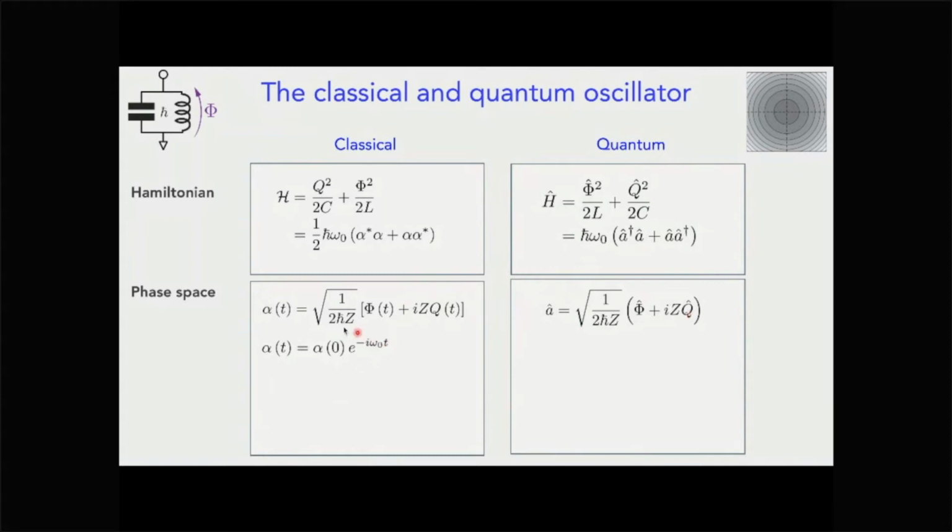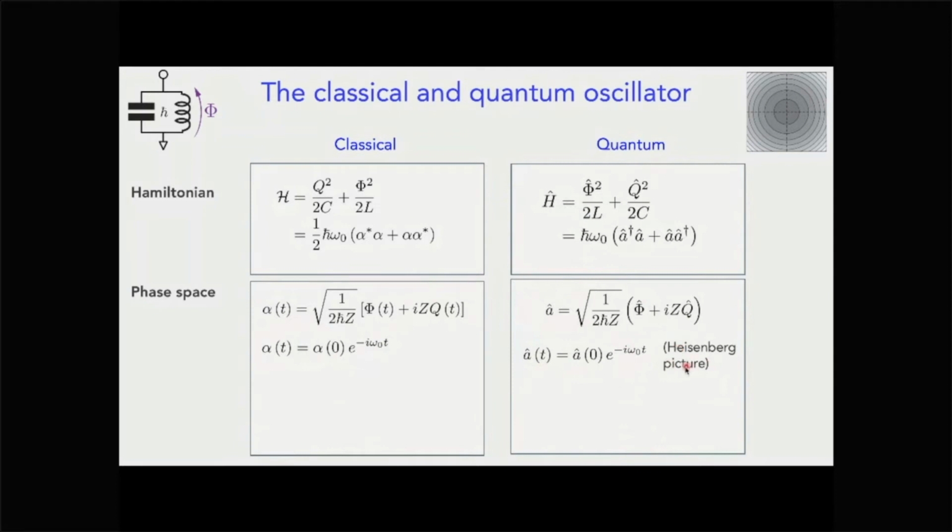way by saying in the classical world, the time evolution of alpha of t is just the initial condition times e to the minus i omega naught t, where omega naught is the resonance frequency of the oscillator. In the quantum world, within the Heisenberg picture evolution, we can write the exact same corresponding evolution of this bosonic annihilation operator. So A of t hat, the lowering operator, evolves in the Heisenberg picture just like the classical alpha degree of freedom.